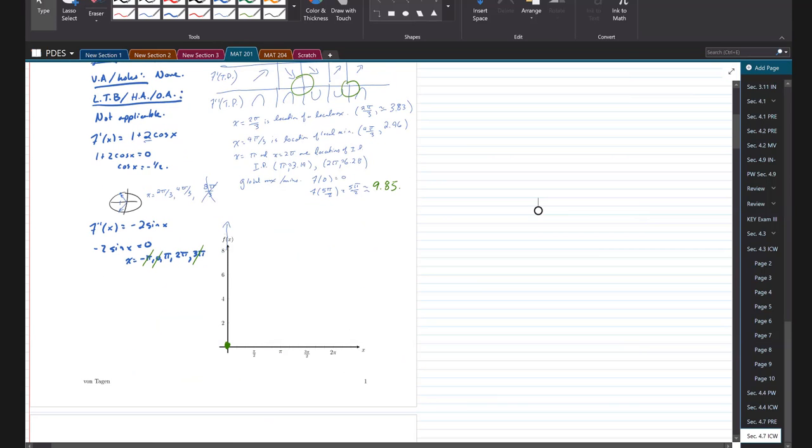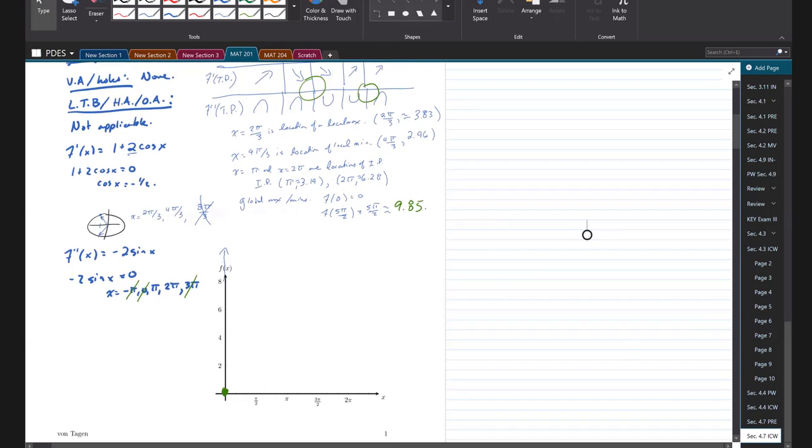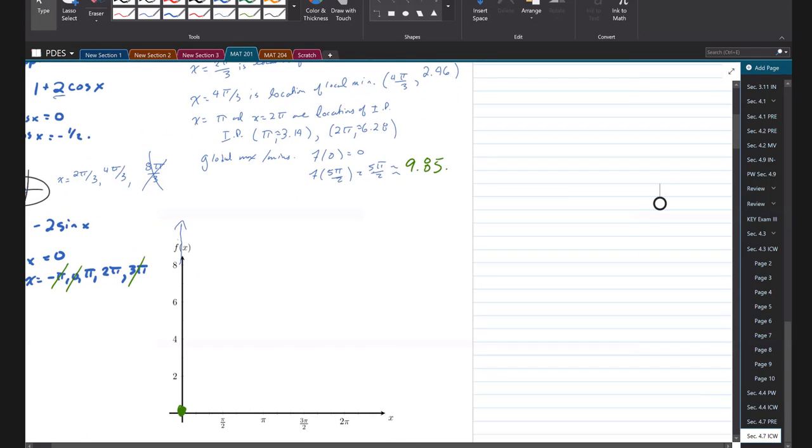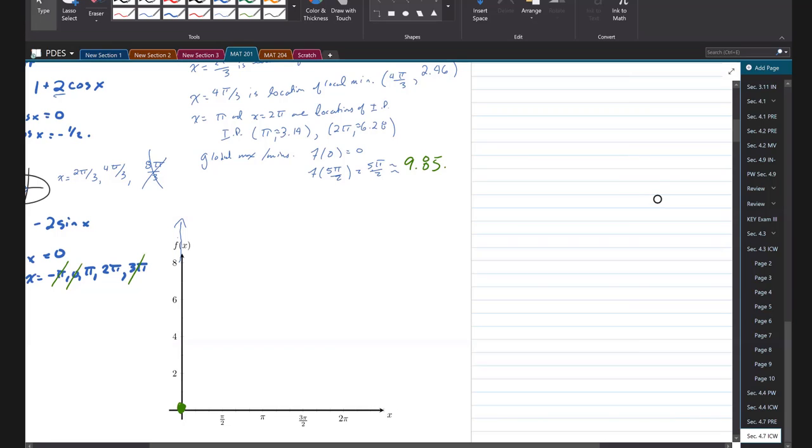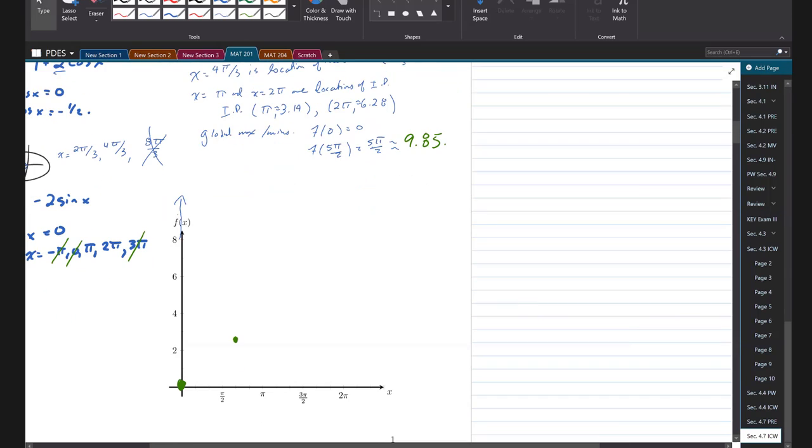Great. Let's start putting all of this information together, folks. So we said, okay, something interesting was happening at 4 pi over 3. Let's see here. 1, 2, 3, 4 pi over 3 is right about here, and that was the coordinates 2.46. 2.46, so that's somewhere right about there. That was a local min. We had 2 pi over 3 gave us 3.83, so there's 2.83, 3.83, so we're about right there.